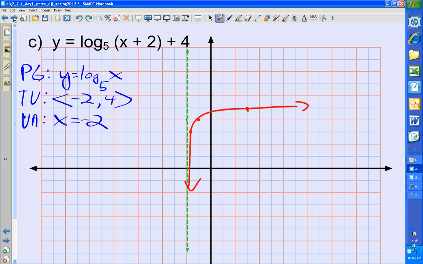This one has a translation vector. So we did it this morning, left 2, up 4. Here's my translation vector right here. Automatically vertical asymptote. We have no stretching going on. So x equals -2 is the vertical asymptote. And then we go directly to right 1 up 0, right 5 up 1, and right 1/5 down 1. Those are my 3 points.